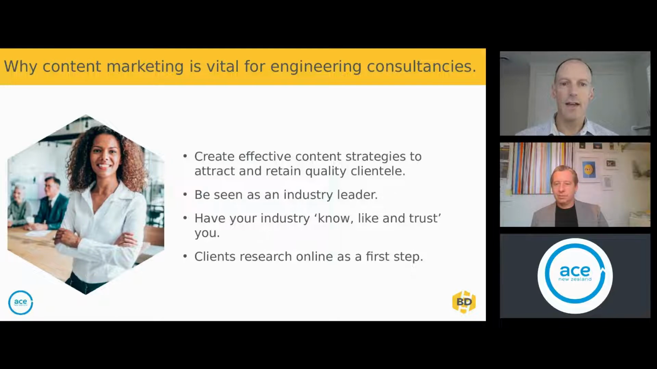Now, it may seem like a lot of hard work to put together all this regular content, like your articles, your blog posts, videos, social media posts, etc. However, the potential rewards of doing so will ensure your efforts are well worthwhile.